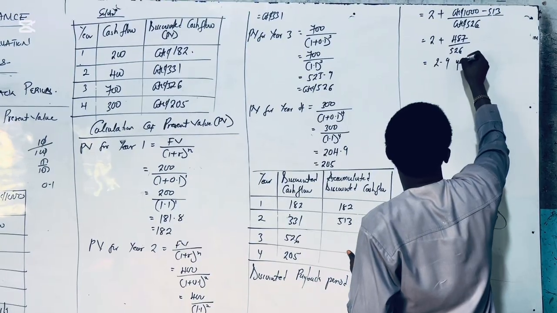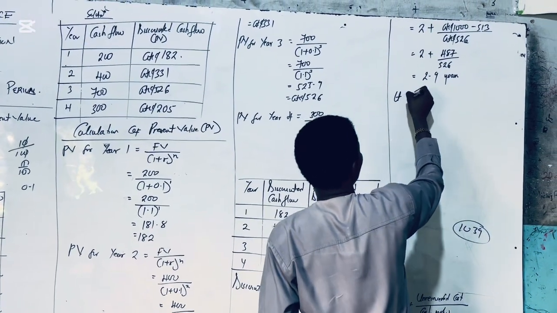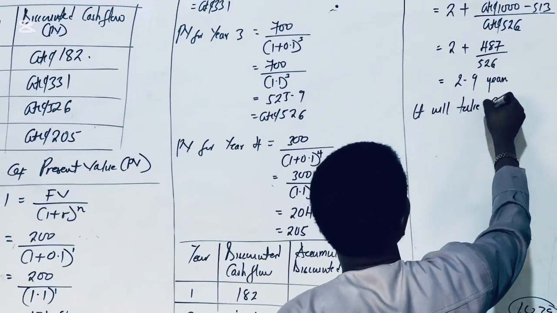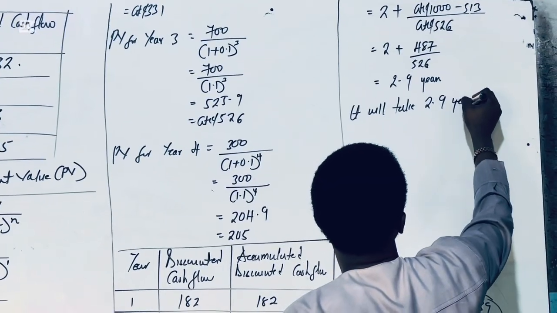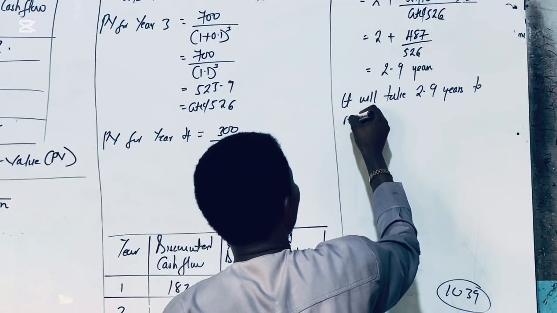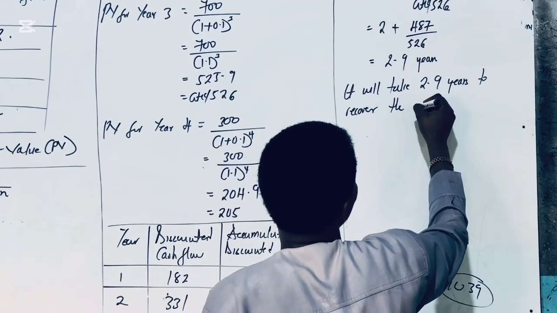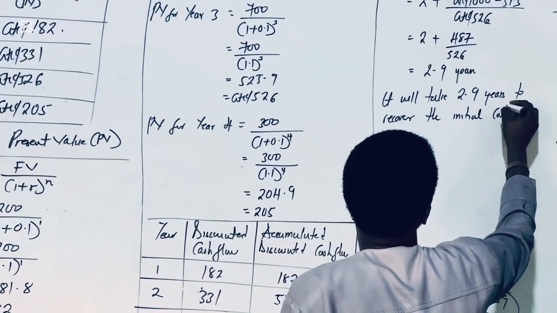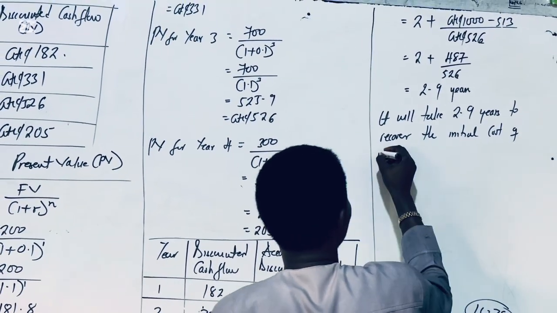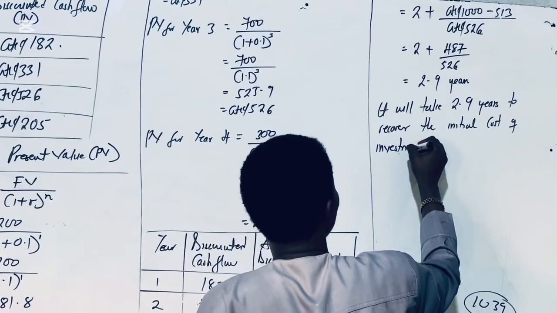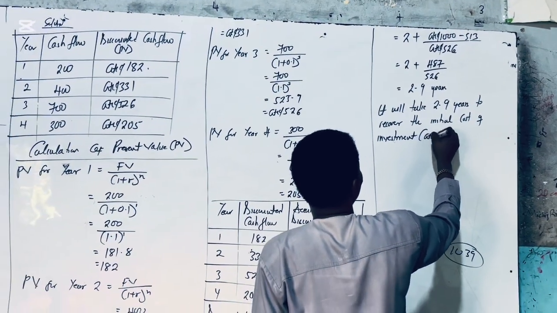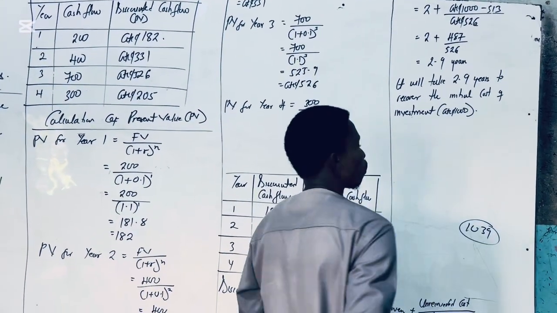And that will give us 2.9 years. So what does it mean? It means it will take 2.9 years to recover the initial cost of investment, that is the 1,000 Ghana cedis.